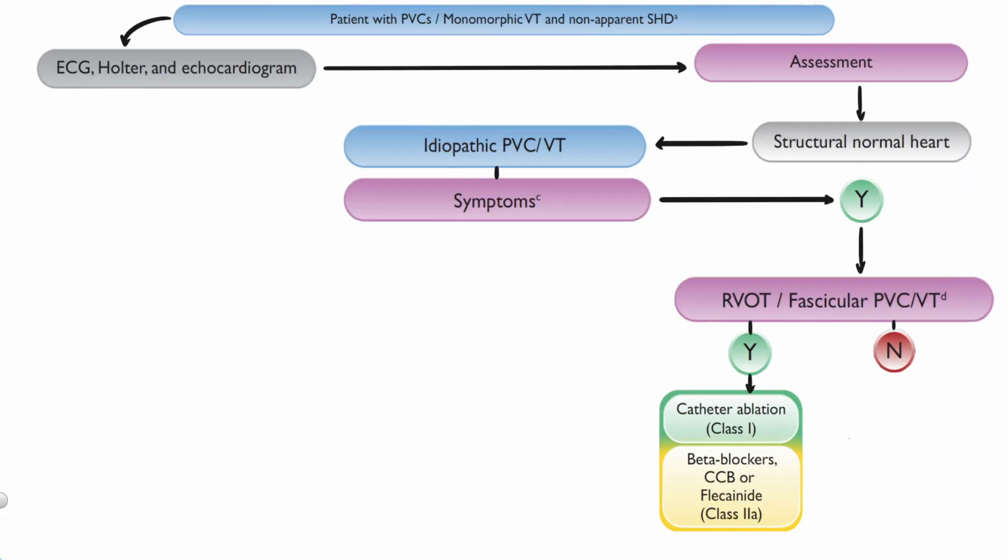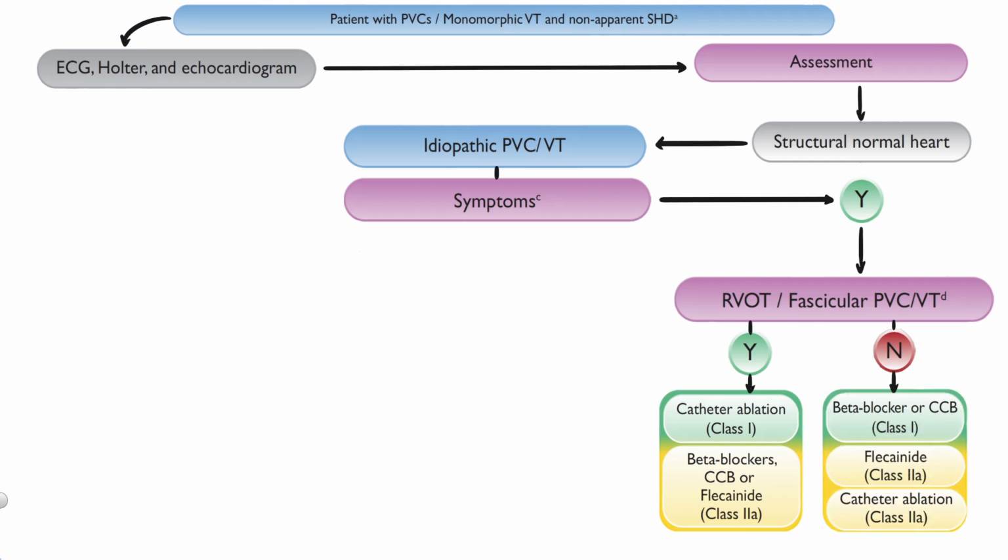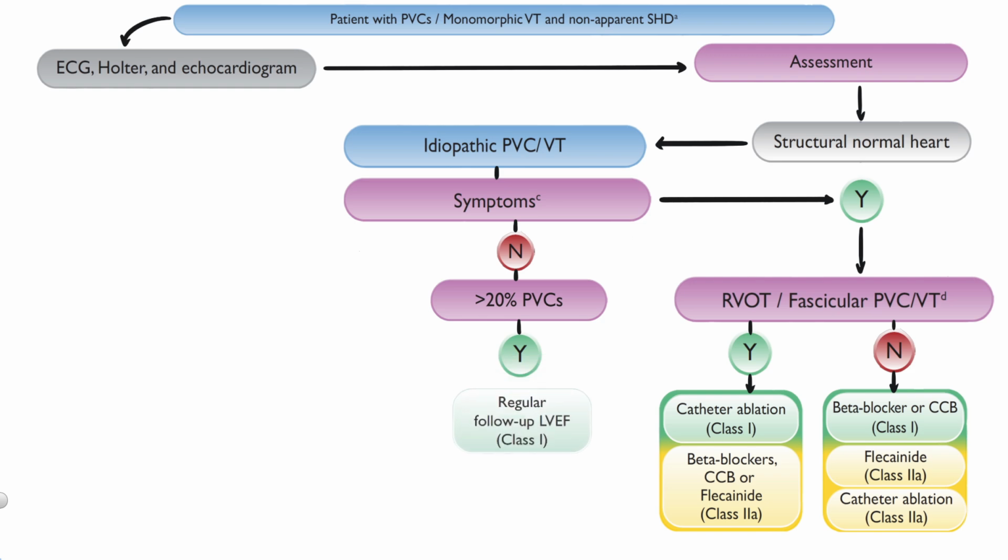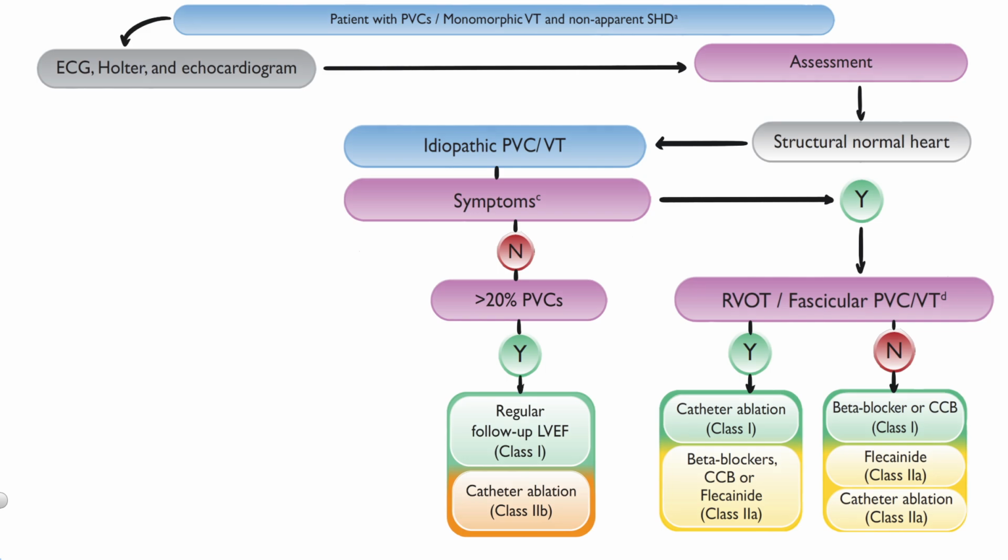If the site of origin of PVC is other than the right ventricular outflow tract or left fascicles, beta blockers or calcium channel blockers are recommended, or flecainide or catheter ablation should be considered. If PVC causes no symptoms, but the amount of PVC is more than 20% of all contractions during the monitoring period, regular follow-up of left ventricular ejection fraction is recommended, or catheter ablation may be considered.